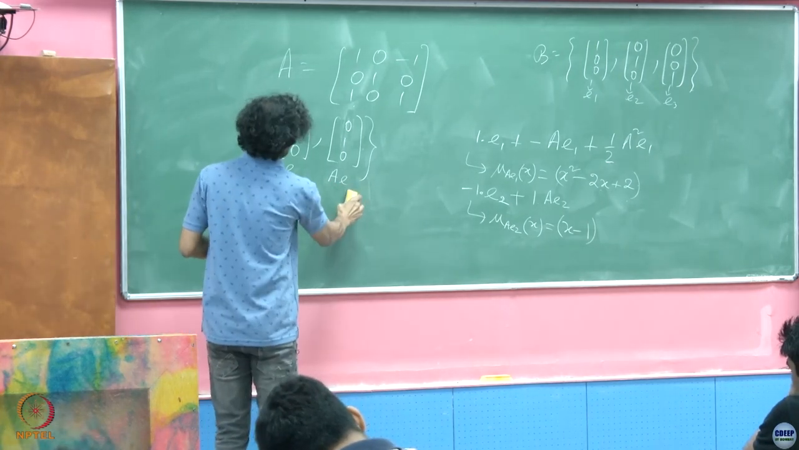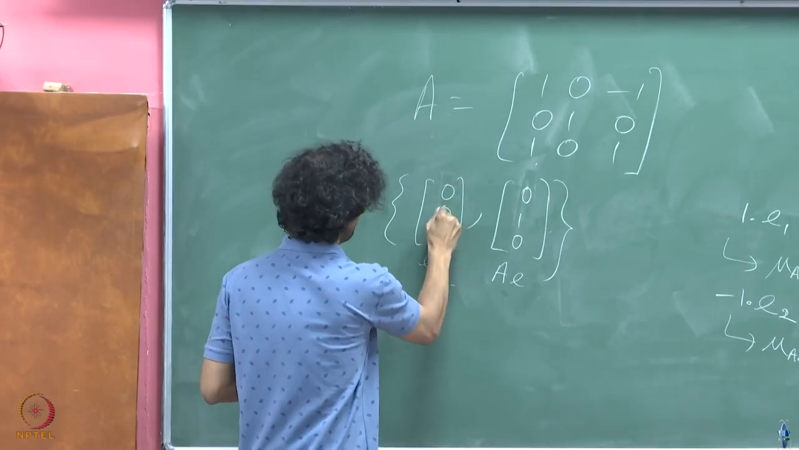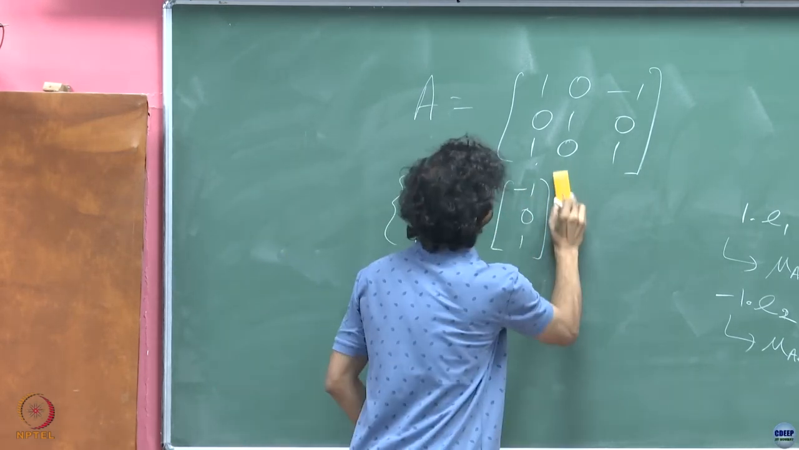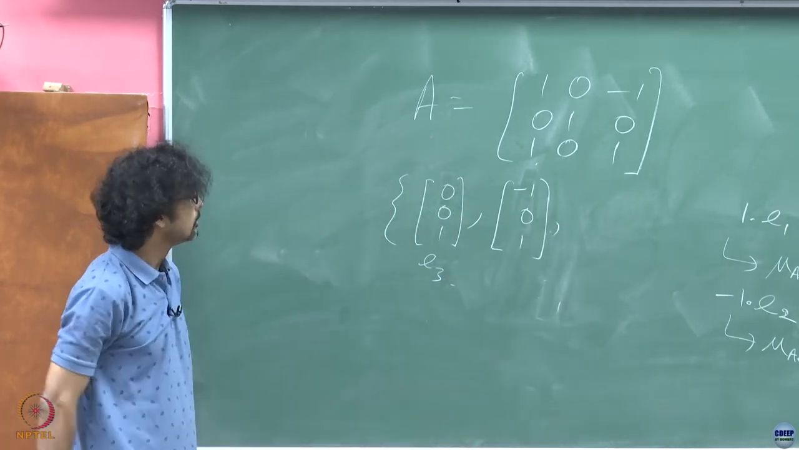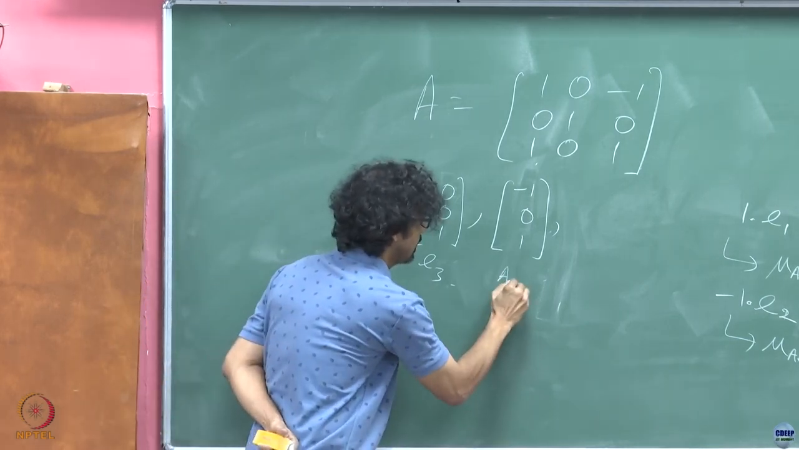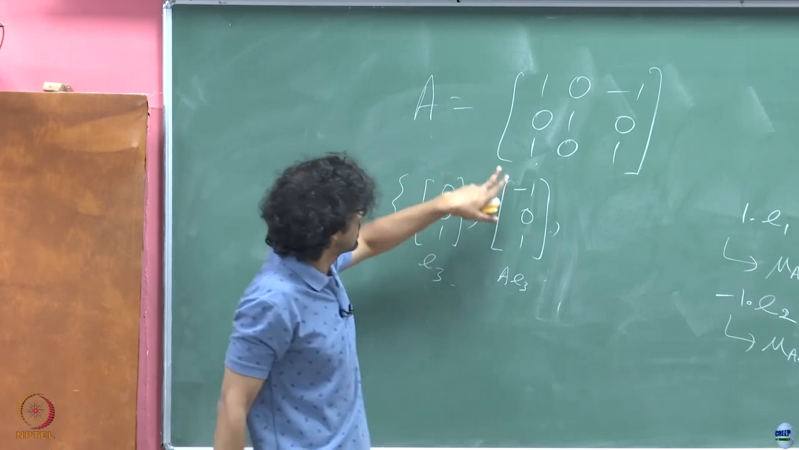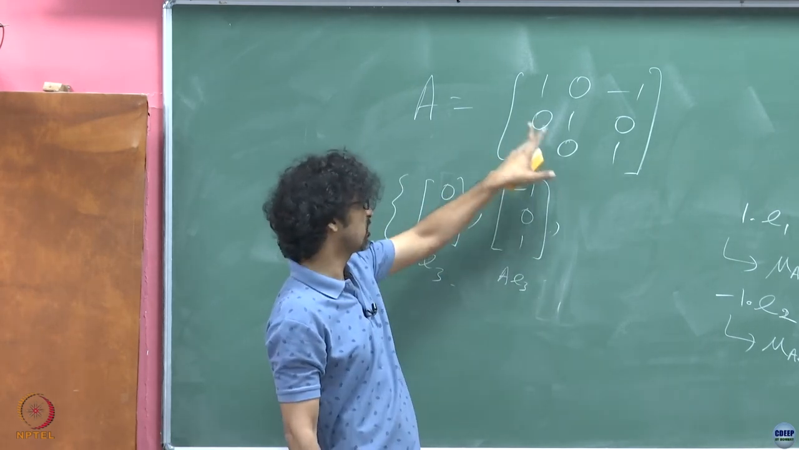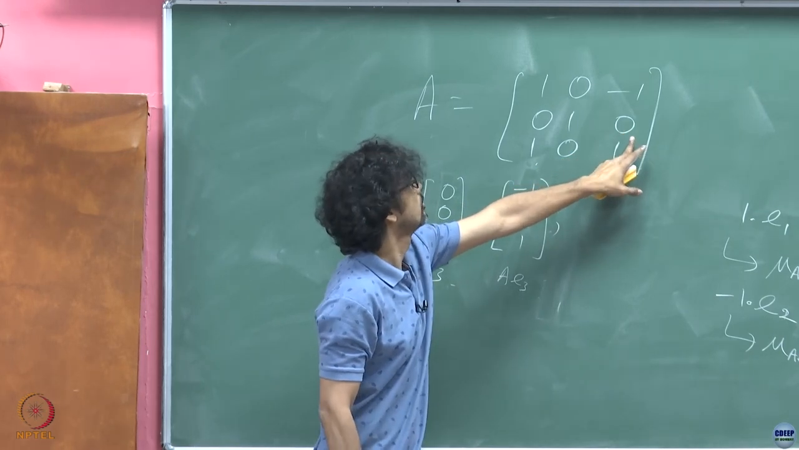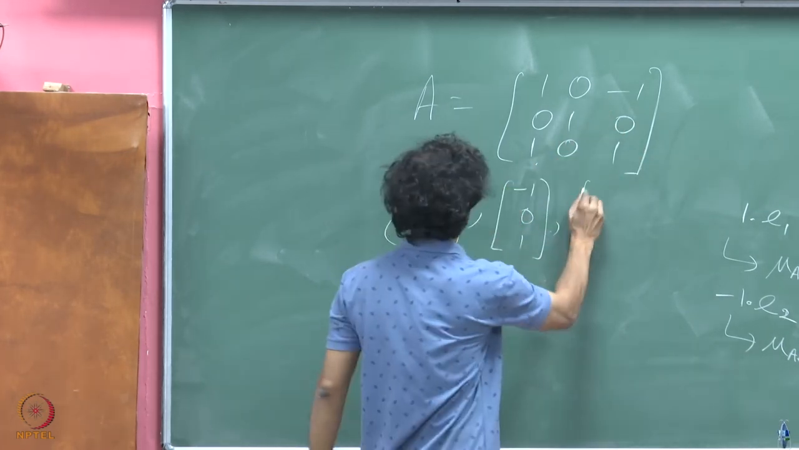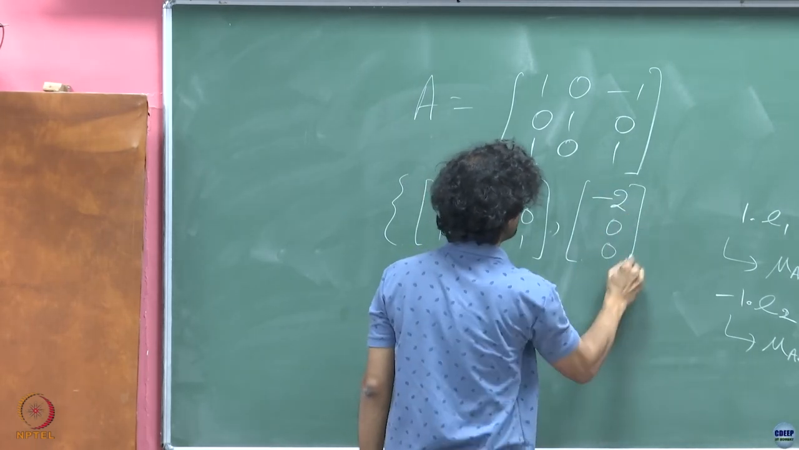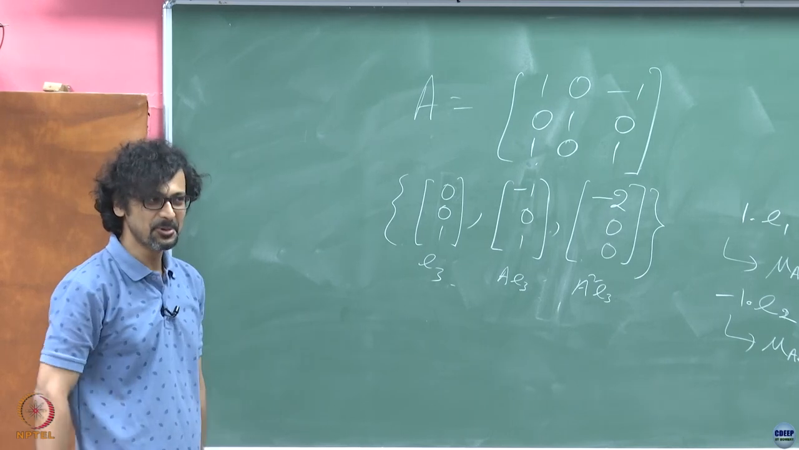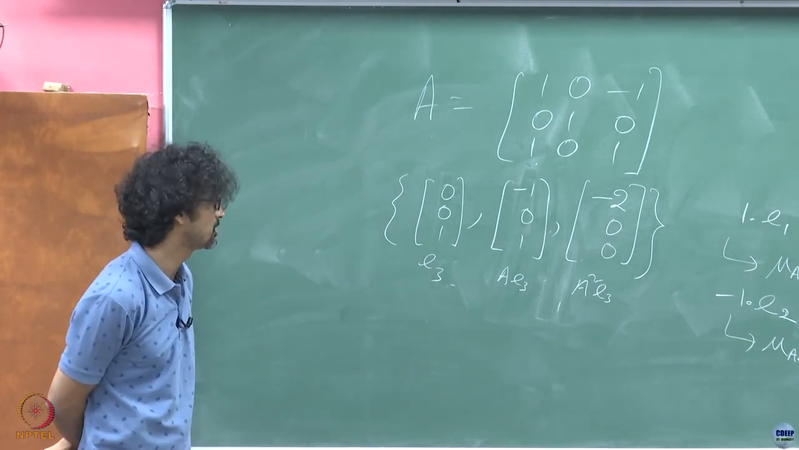Okay, let's change it to E3. What is AE3? It's going to pick out the third column, (0, 1). All right. What about A squared E3? This is AE3, of course. What about A squared E3? It's just the difference between the third and the first column of A, right? You agree? This is minus 1 times the first column plus 1 times the third column. So if you subtract this, this is minus 2, minus 2, 0, 0. Is it linearly independent anymore? It's just a change of signs, right?